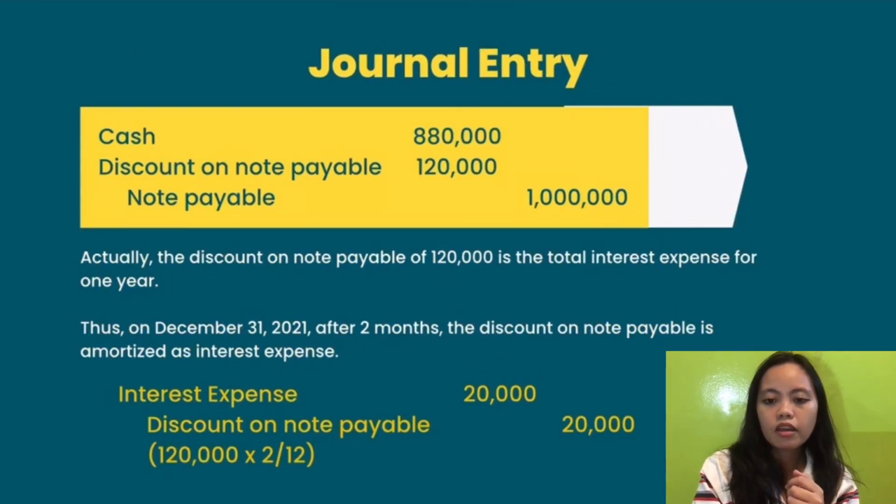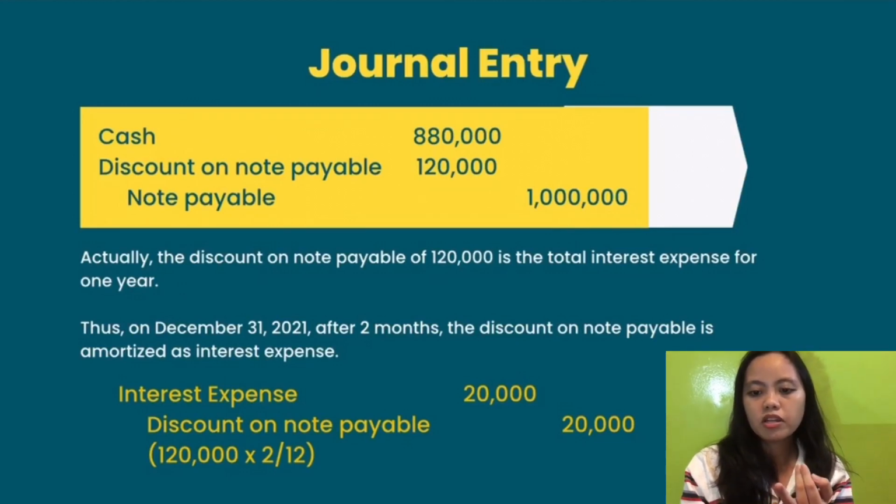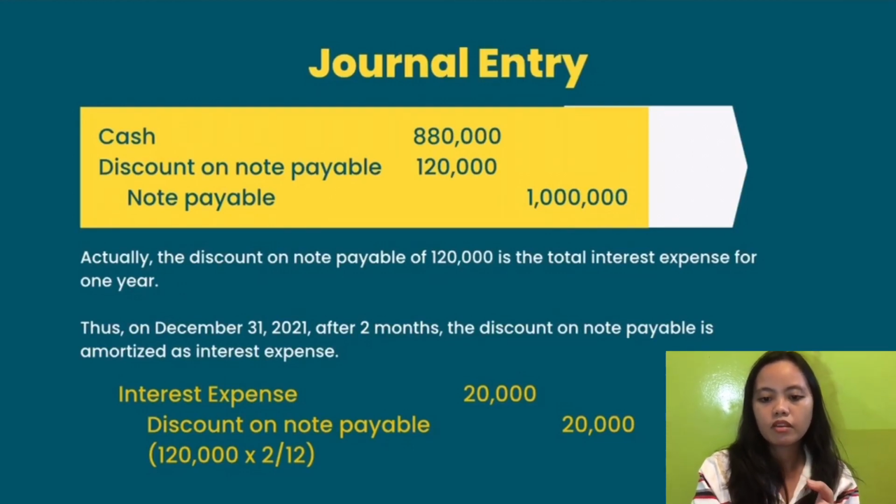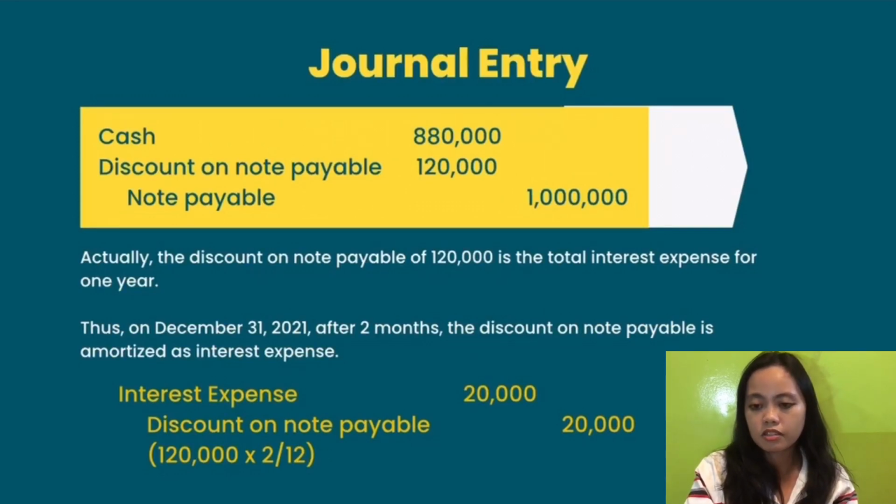To calculate simply, you take the total discount on note payable of 120,000, multiply by 2/12 since 2 months, November and December, divided by 12 because there are 12 months. In addition, the straight line method is used in amortizing the discount on note payable for simplicity.